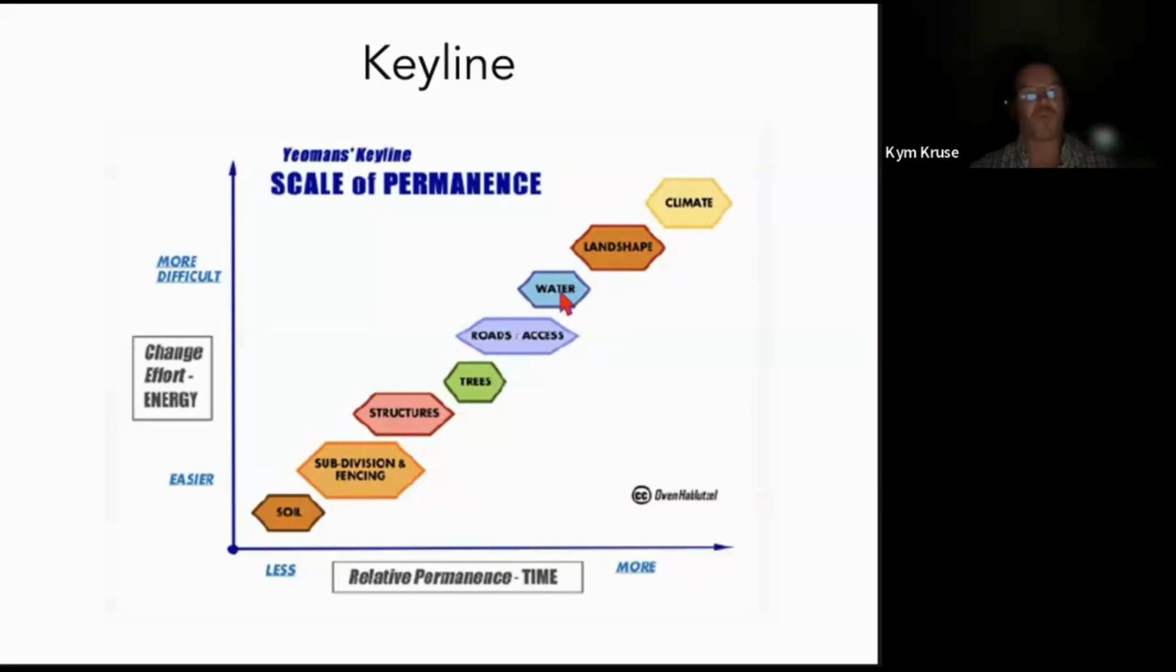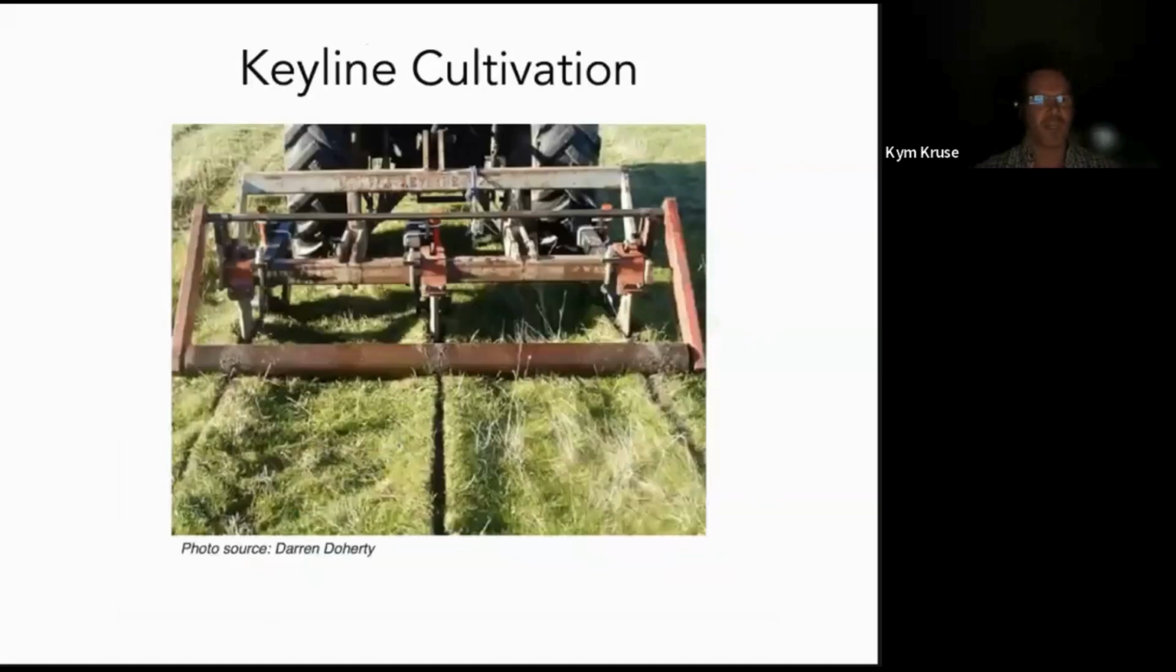And then we put in our water harvesting infrastructure, and then we put in our roads, and then we put in our trees, and then we put in our house. So it's used in that kind of way, and it's a very useful thing. And this is the keyline plow. This is a non-subsoil inverter. So it's very useful in kind of intensive operations.